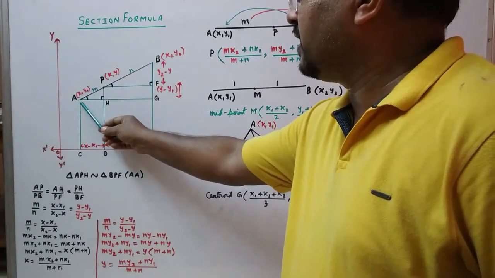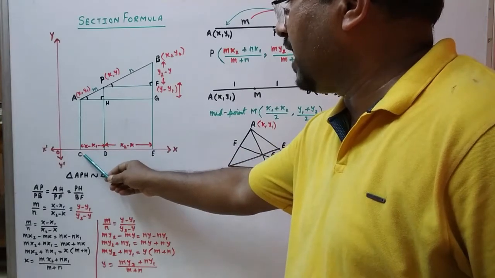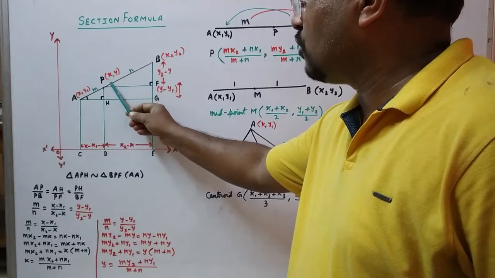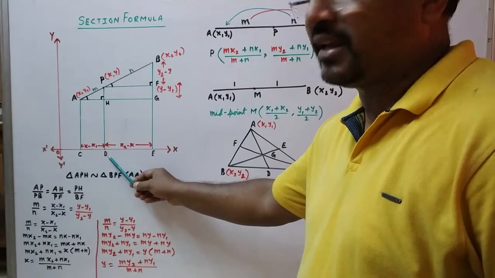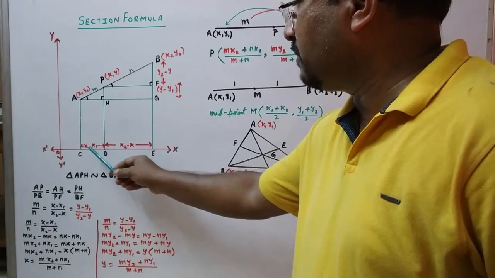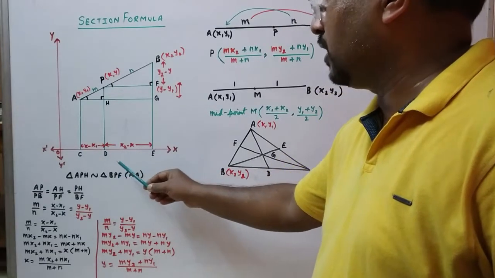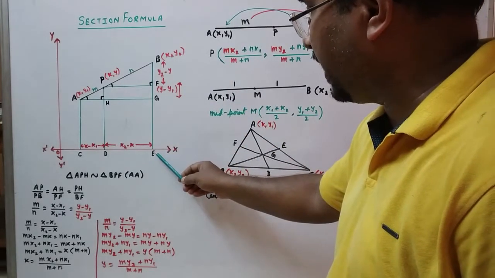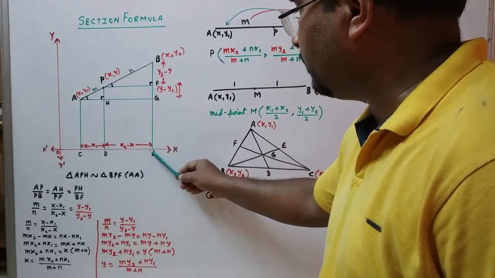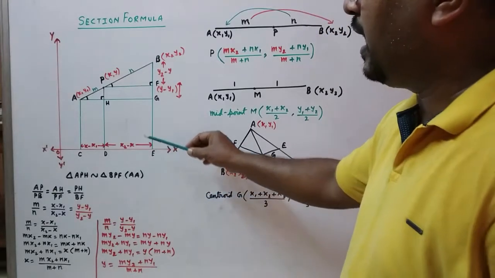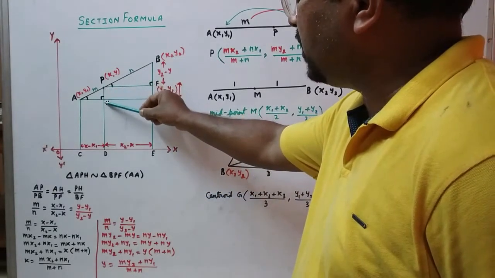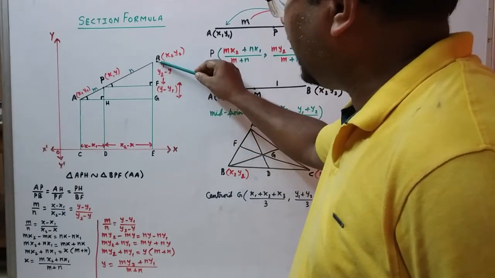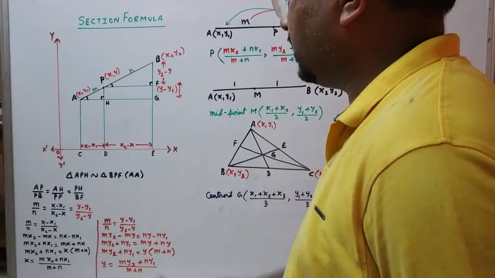I have taken A as x1, y1, so this C will have its x value as x1, and this point P is x comma y, so D will have its x value as x. So this length I will get by subtracting, x minus x1. And since point B has coordinates x2, y2, this will be x2. So the length from D to E will become x2 minus x. In the same way, PH and FG will be equal, FG will be y minus y1, and PF will be y2 minus y.